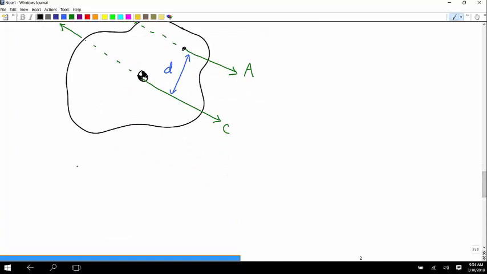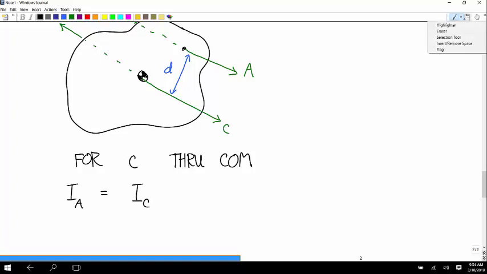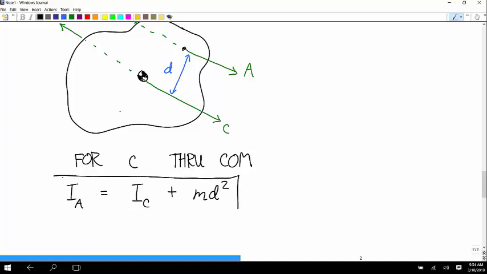Okay, so for this line C that's through the center of mass, the relationship we have is that the mass moment of inertia of this body about A is equal to the mass moment of inertia about C plus the mass of the object times the distance squared. Pretty awesome.